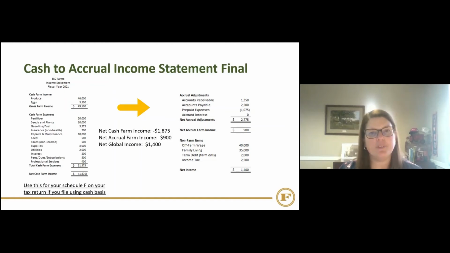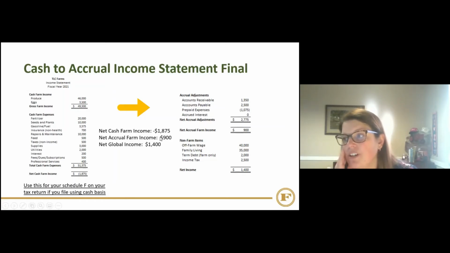I know I keep saying this and repeating it, but it's so important that you know where you are globally and anything that could possibly affect your farm. As a lender, unless there's an off-farm job that 100% covers family living and anything that could possibly come up in family living, I always include it in my analysis. If you look at TLC farms here, if they didn't have an off-farm wage, they would not have made money and they would have been greatly in the hole because they could not have afforded $35,000 worth of family living. They could not afford term debt and they could not afford income tax.